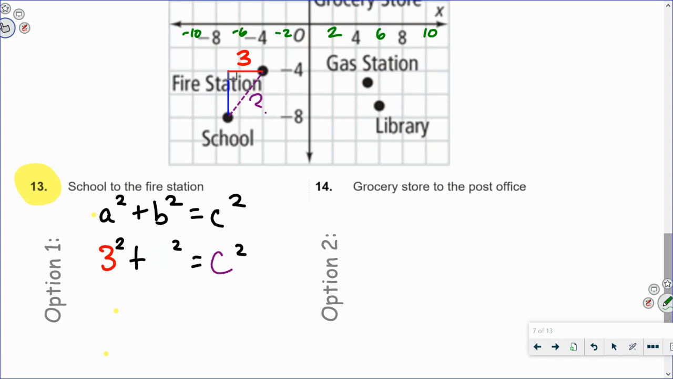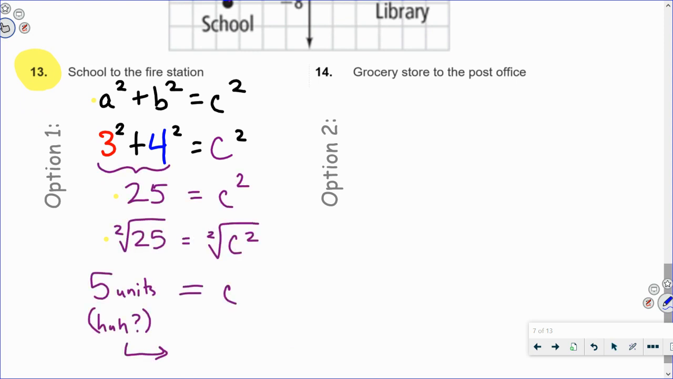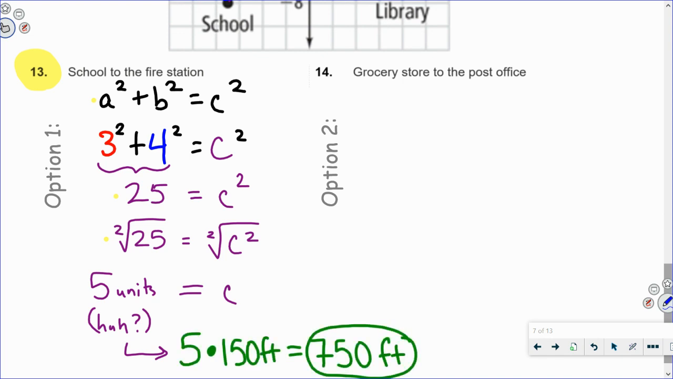So be careful there. If I start at -4 and I go 1, 2, 3 units to the left, that means the first leg is going to be 3. If I start at -4 and I go down, there's 1, 2, 3, 4. So my other leg is going to be 4. The rest of this is going to look familiar. 3 squared is 9, 4 squared is 16. Put them together is 25. Take the square root. Wait a second. You can't say that's 5 units away. Oh, each one of those 5 units is 150 feet.